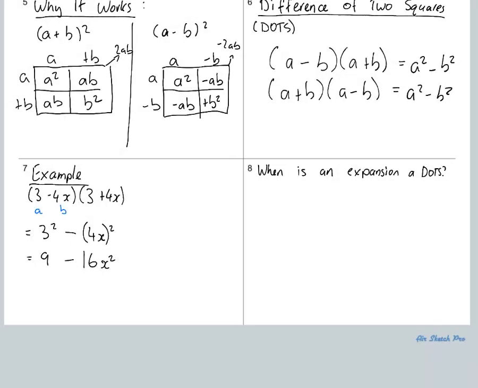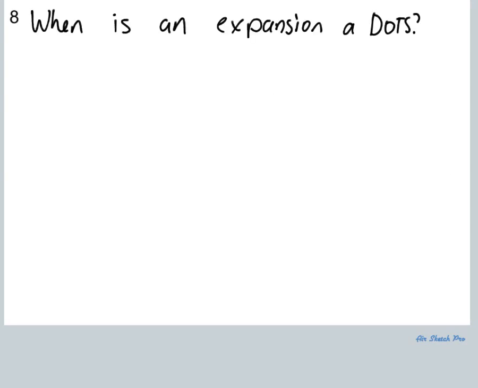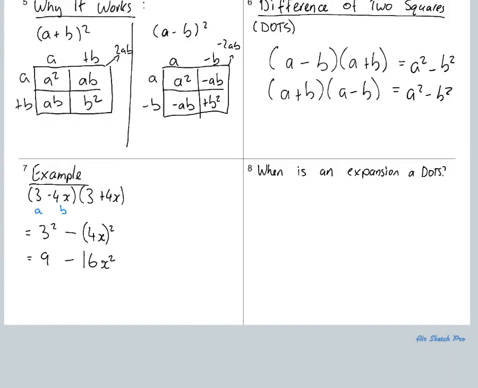Alrighty, let's have a look at some examples. First one I think I'll try with you is this one. So we'll just zoom up so you can, oh no, I'll leave it zoomed out while people are still writing a bit. So the first one is like this, 3 minus 4x times 4x plus 3.